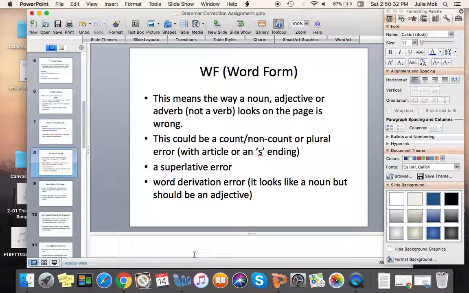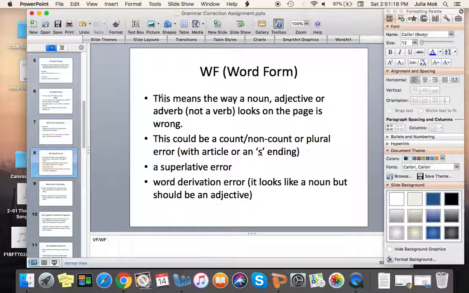Very rarely, but sometimes, I write VF/WF above an error. And that's because the person is using that word like a verb, but it really isn't a verb. Or the person makes the word look different from a verb, but it should be a verb. So sometimes I kind of combine these if in the context of the sentence it's a little hard to tell if we're talking about a verb or we're just talking about a different word in the sentence, like a noun, adjective, or adverb.